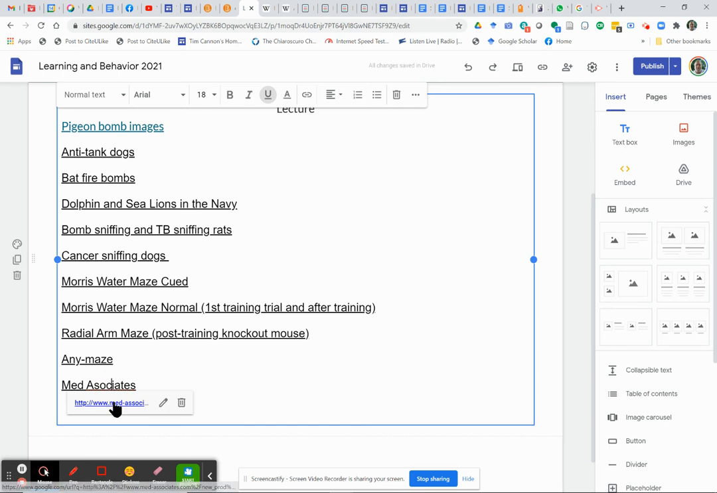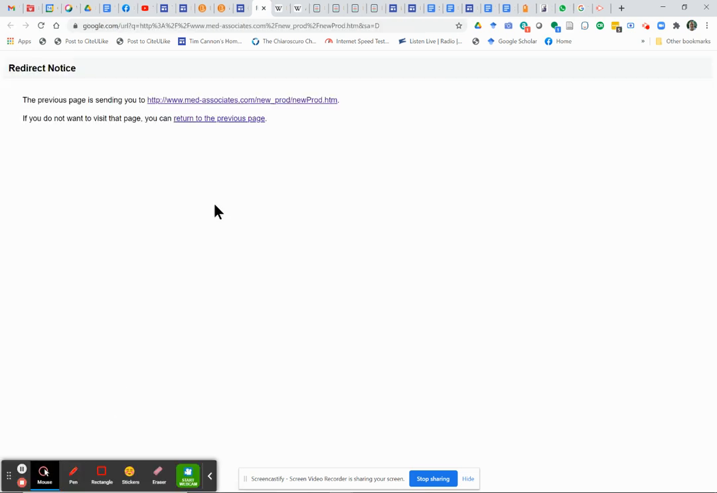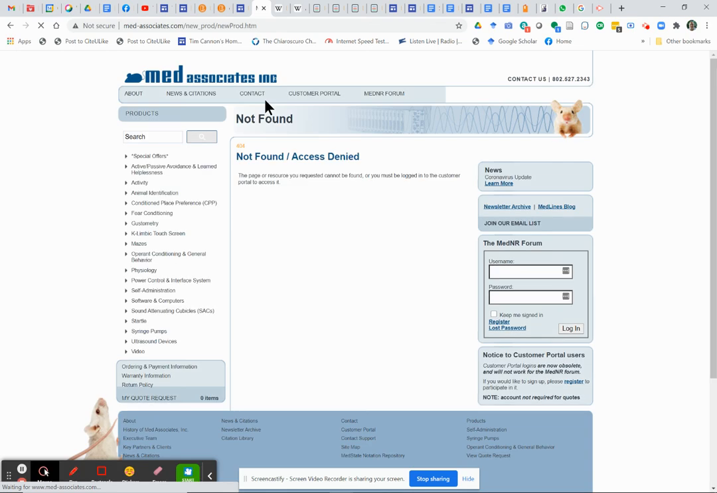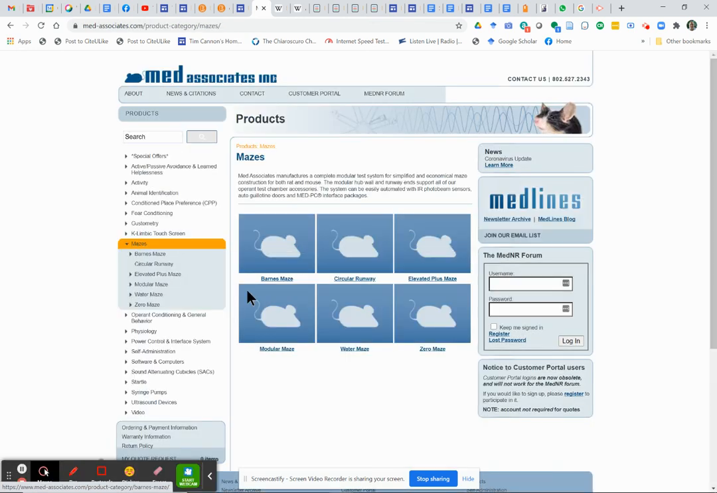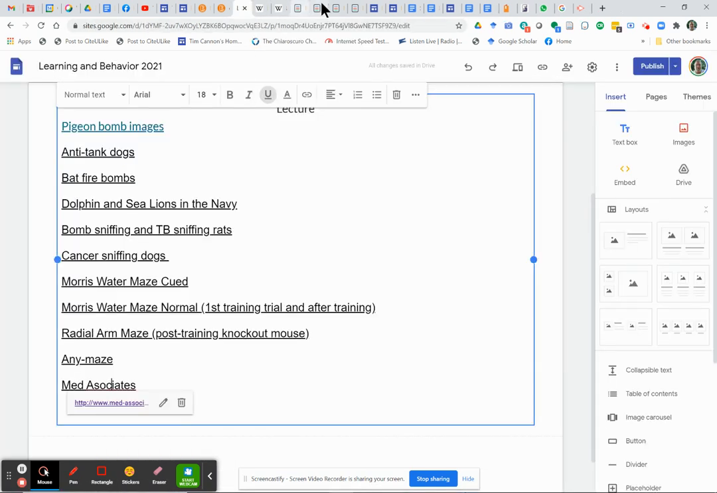Met Associates, they're a big supplier of technology. And if you look at mazes, they have the Barnes, which we've already seen, circular runway, so it's a circle, elevated plus, Morris water maze, zero maze. So for money, you can buy just about anything. No surprise there.